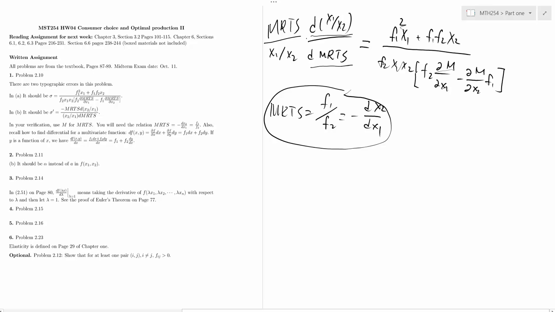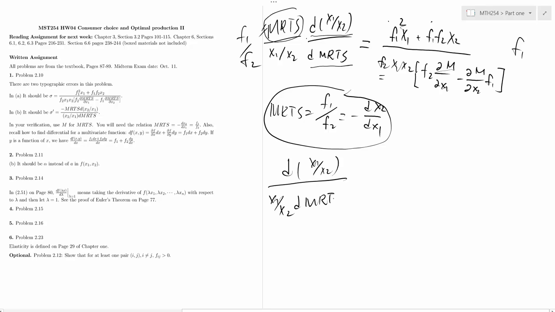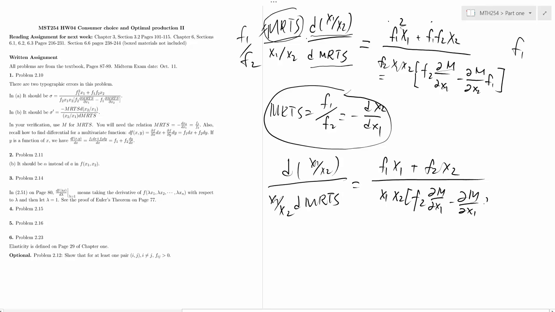First of all, you see that on the left-hand side, we have already over here f1 over f2, right? And if you look at the right-hand side, we can factor f1 out. So we can see f1 over here is a common factor. And also we have f2 over here. So really we just need to show the following thing. Ignoring MRTS, this is the one we need to show: dmRTS, and here then we have f1 x1 plus f2 x2, and here we have x1 x2, and then we have f2 partial m partial x1 minus partial m partial x2 f1.